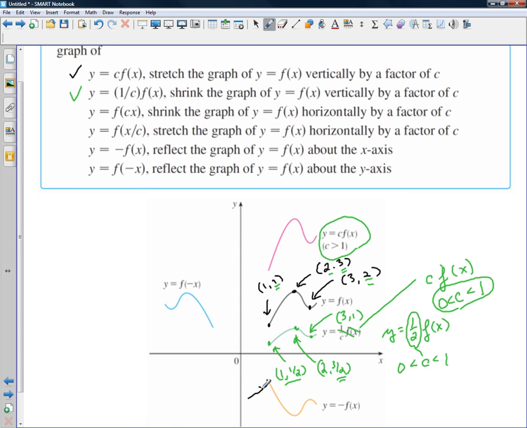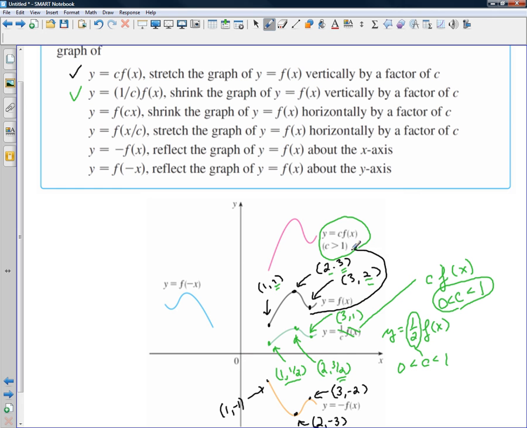So this corner point would be at 1, negative 1. The y is now opposite. Or this point that was at 2, 3, now this opposite graph, where the y's are opposite, would have a point at 2, negative 3. And the yellow graph would have a point not at 3, 2, but at 3, negative 2. Exactly the opposite of what it was before.